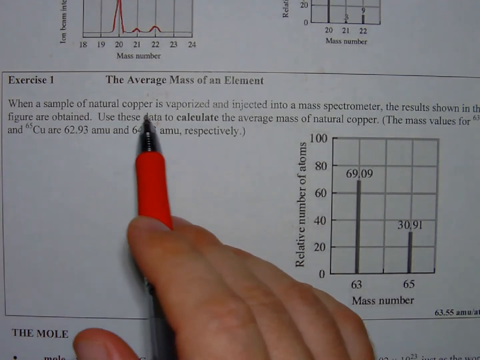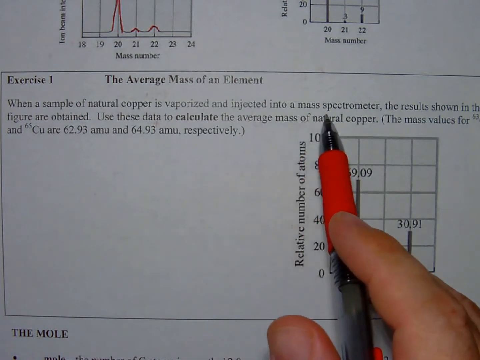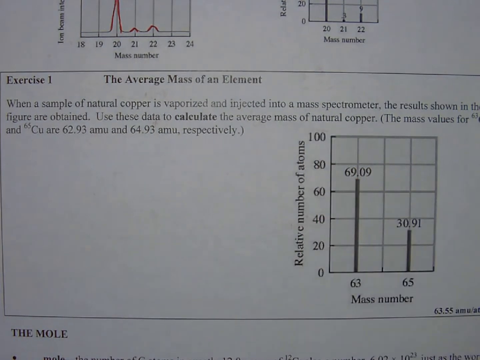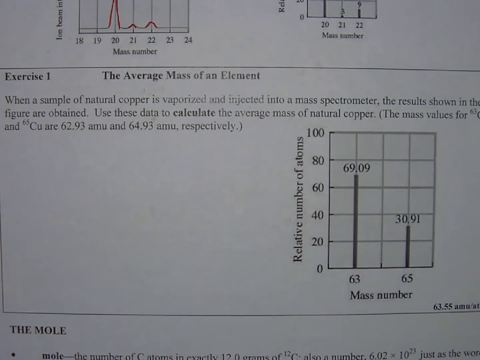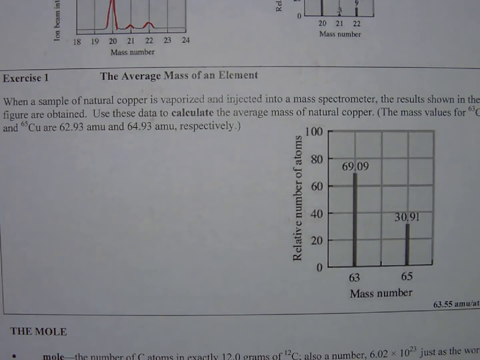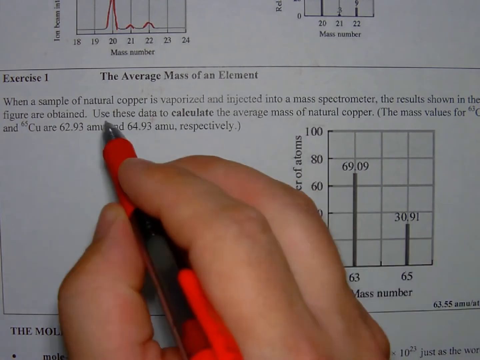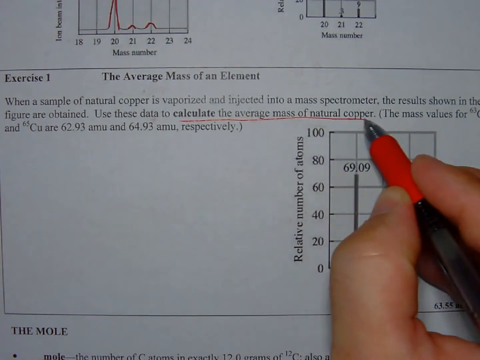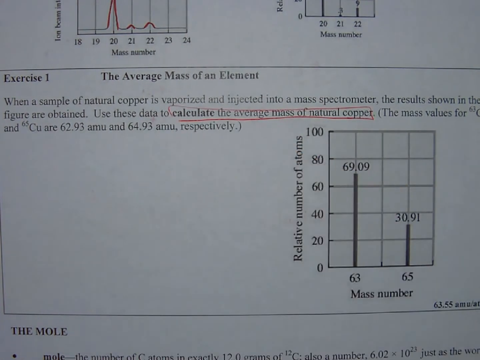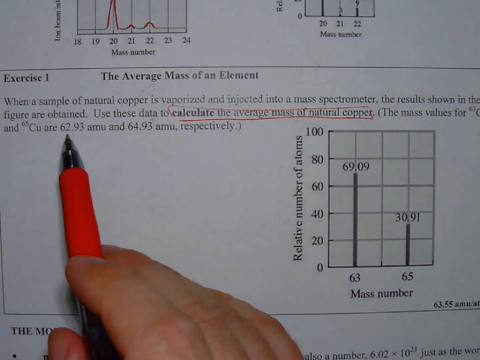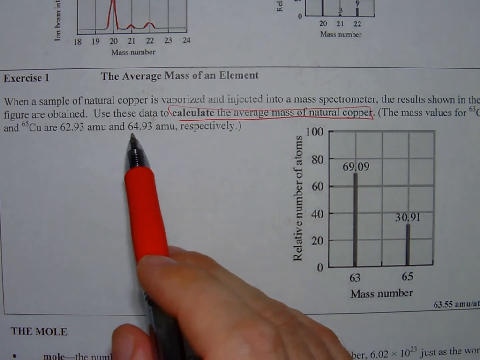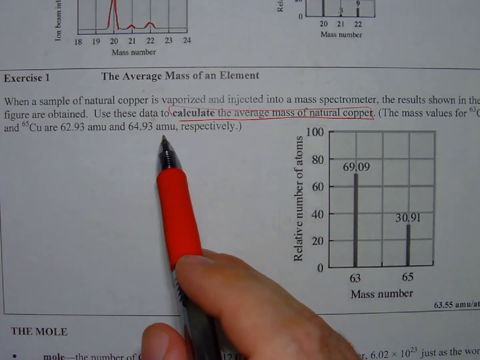When a sample of natural copper is vaporized and injected into a mass spectrometer, as we just described, the results shown in the figure are obtained. Use these data to calculate the average mass of natural copper. So what am I doing? Calculate the average mass of natural copper. The mass values for copper 63 and copper 65 are 62.93 AMU and 64.93 AMU respectively.